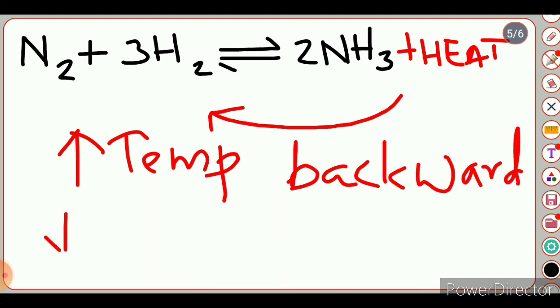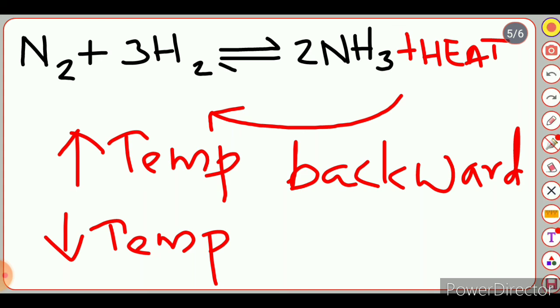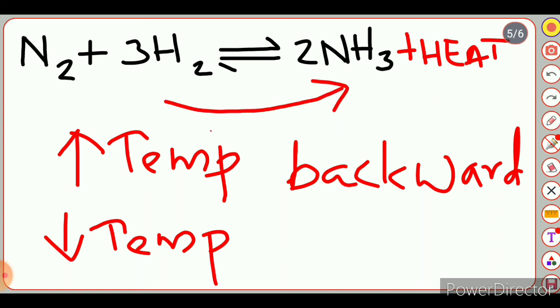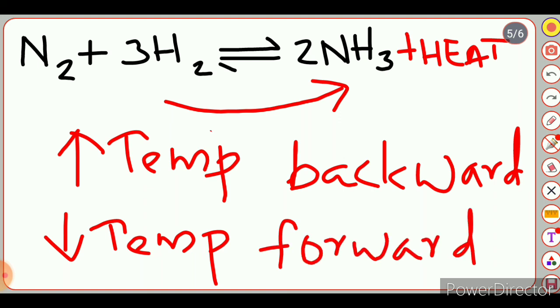Now I am going to decrease the temperature. Decreasing temperature means the system will try to increase the temperature. That increase in temperature is with the product side. So the system will move to the product side. That is, the rate of forward reaction increases. That is how Le Chatelier's principle is explained.